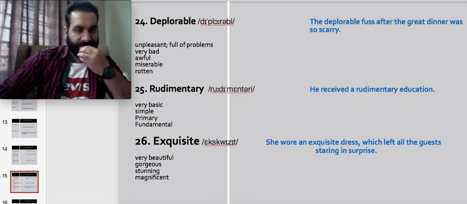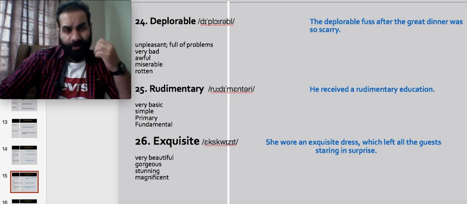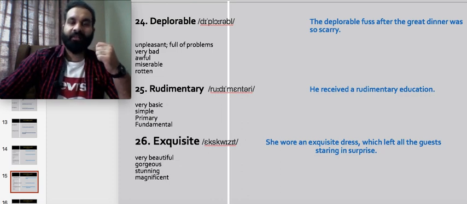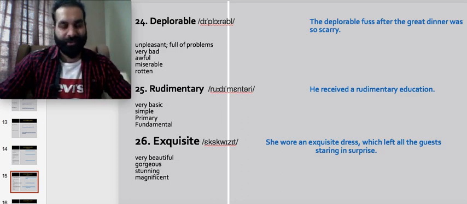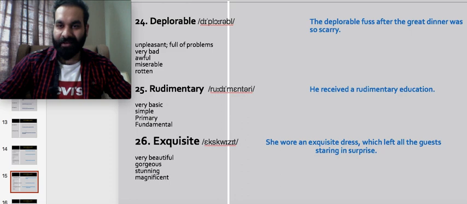The next word now is deplorable. Unpleasant. Full of problems. Very bad. Awful. Miserable. Or rotten. Deplorable. The deplorable fuss after the great dinner was so scary. For example, you are at an iftar party and you have taken your iftar and your dinner, and you could see the portrait, how it looks, the kitchen and where you were sitting, the dining. So that is deplorable. Perhaps the girls understand it better.